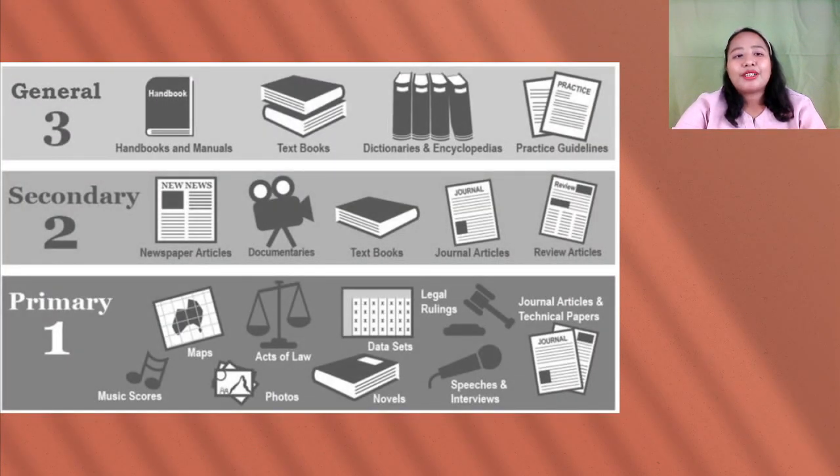So here are examples of primary, secondary, and general sources of information. For primary sources, we have music scores, maps, photos, acts of law, data sets, novels, legal rulings, speeches, and interviews. We also have journal articles and technical papers. For secondary sources, we have newspaper articles, documentaries, textbooks, journal articles, and review articles. For general sources, we have handbooks and manuals, textbooks, dictionaries and encyclopedias, and practice guidelines.